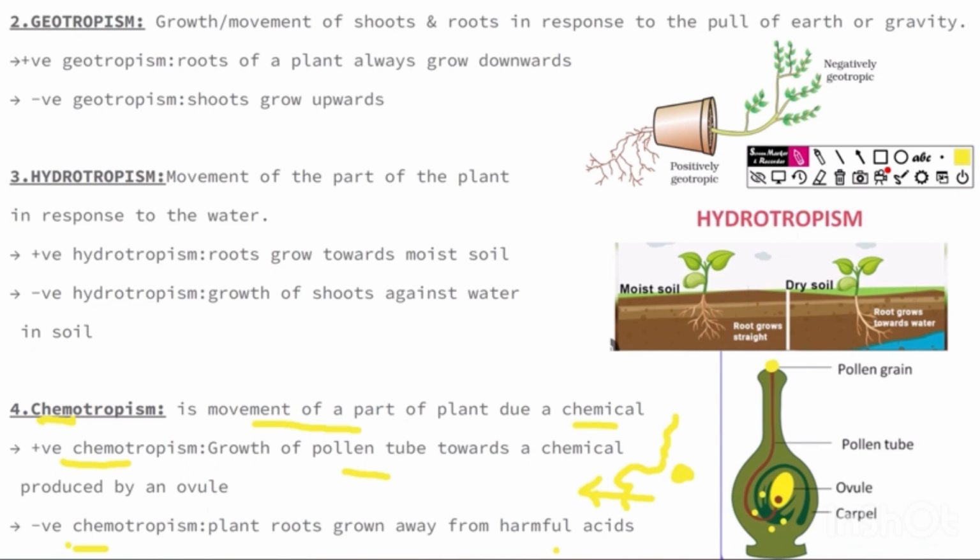Now we have seen 4 types of different tropic movements. We started with phototropism, then we moved ahead with geotropism, hydrotropism which is due to water, and chemotropism which is due to some chemical. Moving ahead with plant hormones.